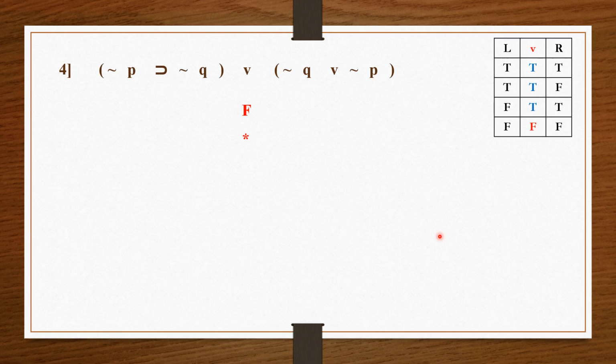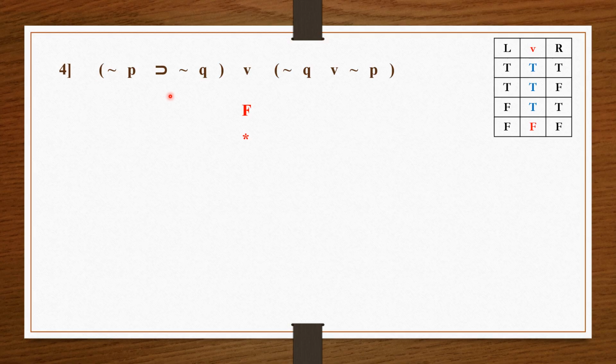Now we will come to the fourth example. Let us see what is the main connective here. The main connective here is wedge. That is, it is a disjunctive proposition. So we are going to write F below the main connective, that is wedge, and mark it with a star. When is a disjunction false? A disjunction is false only under one possibility, that is when both the disjuncts are false.